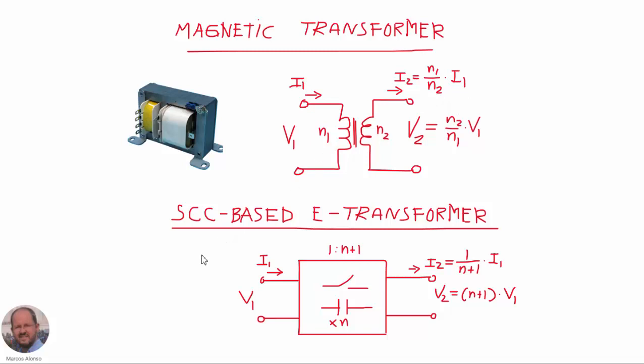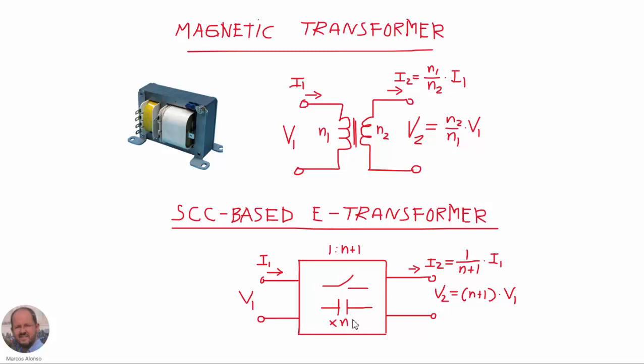So the idea now is how to develop an electronic transformer based on switch capacitor converters. In our case, we are only using bidirectional switches and capacitors, and we are not including, in principle, in the main converter any magnetic device to do the transformation.